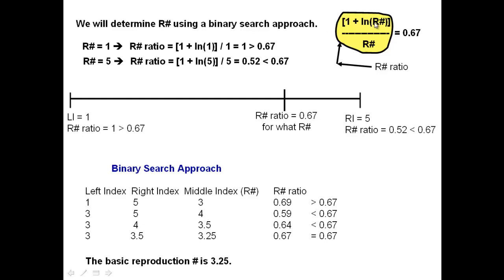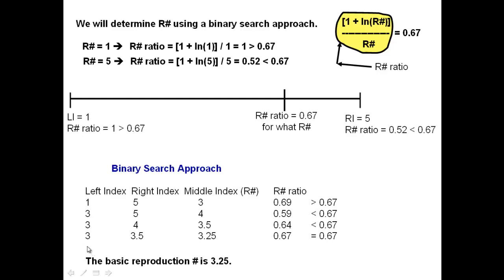So 1 plus log of 4 divided by 4 comes out to be 0.59, which is less than 0.67. So that means the right index could be moved to the left. Okay, so we set right index to be 4, left index stays as 3, and the new middle index is 3.5. The value of r hash ratio at r hash equal to 3.5 is 0.64, which is also less than 0.67. So we can move the right index further to the left and set it as the middle index.